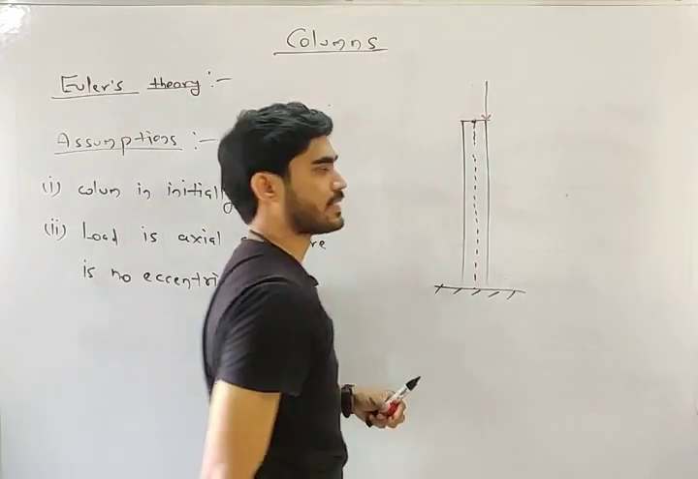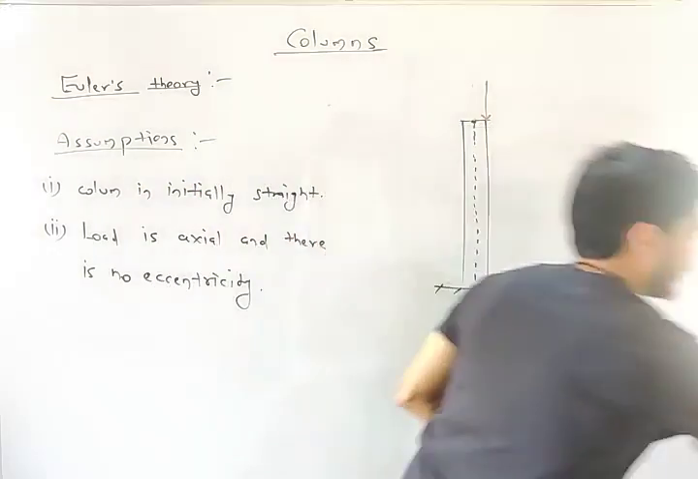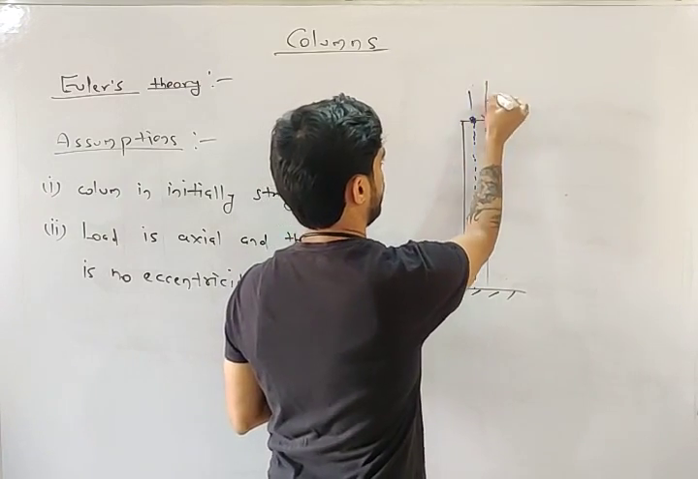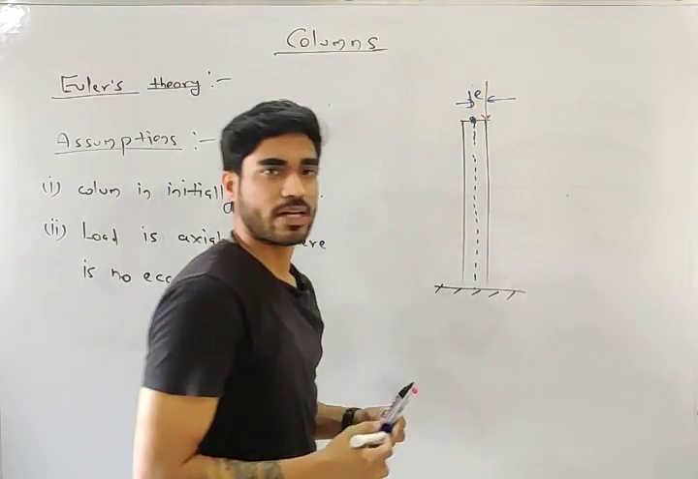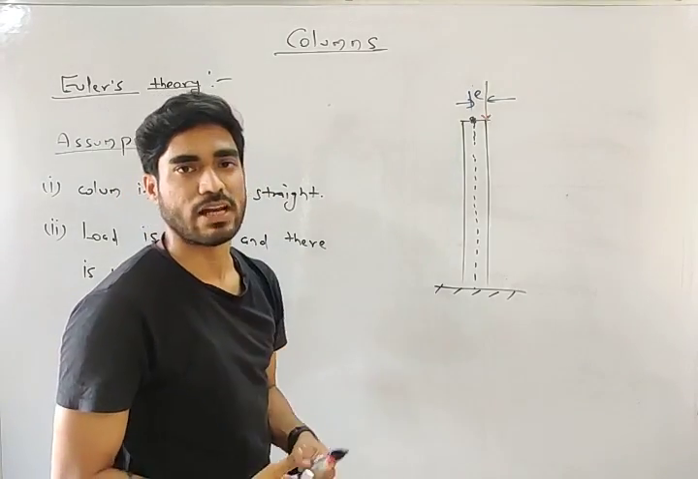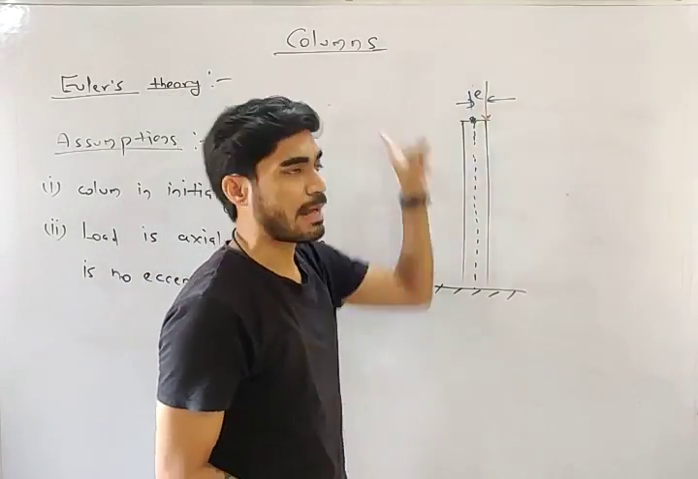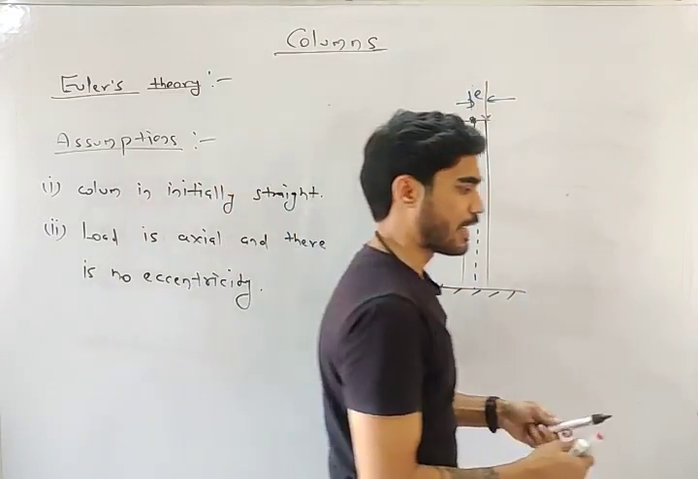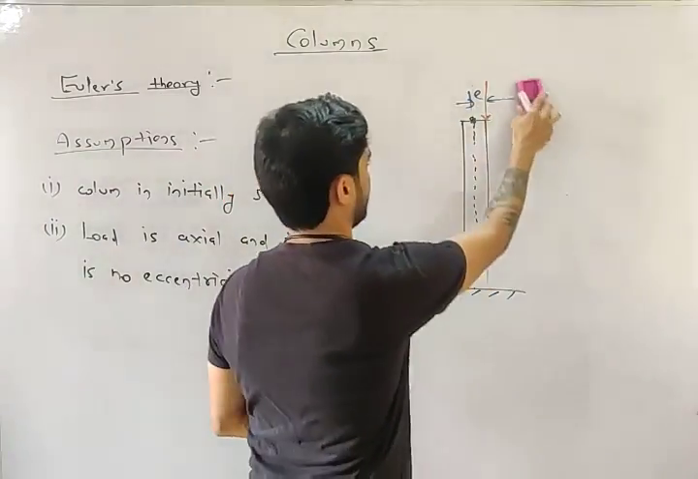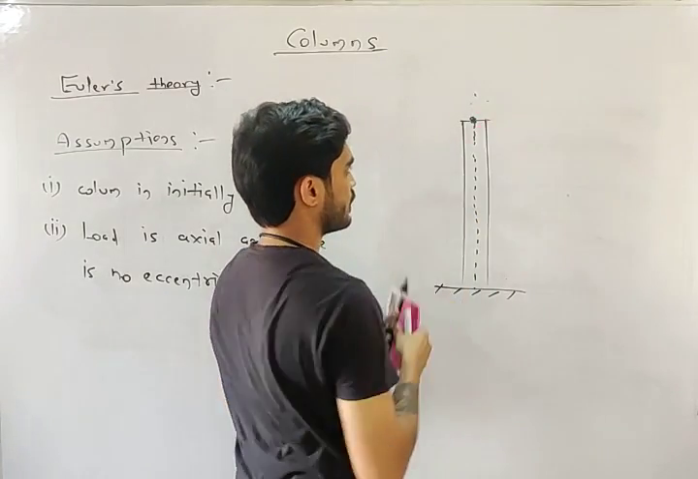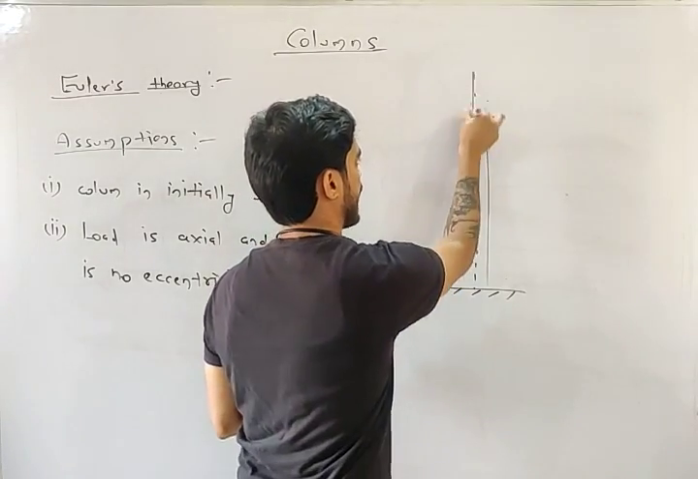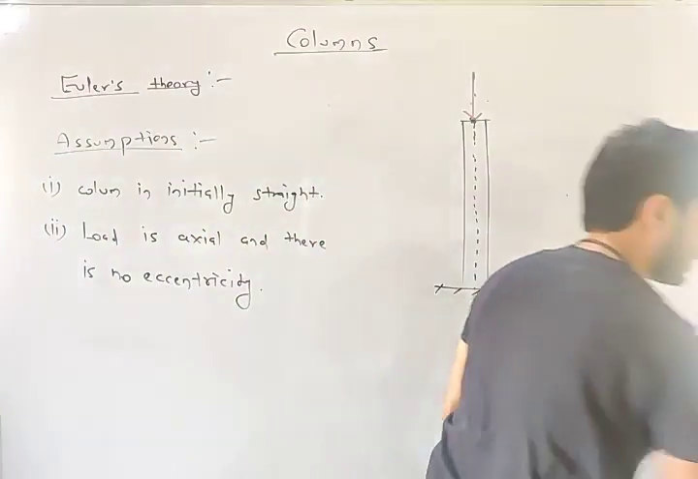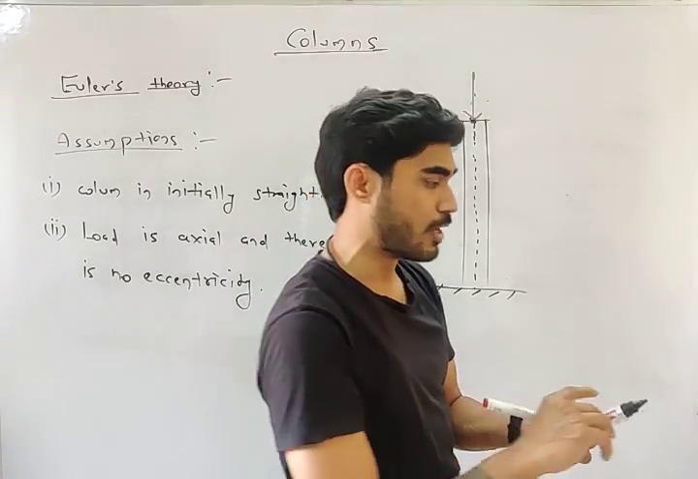If it is acting like this, that means there is some eccentricity. This is the centroid and this is the load, so there is some eccentricity. In this case, what will happen, my friend? This load will apply some moment also. There will be a couple also. But we are assuming that there is no eccentricity, so the load is exactly acting at the centroid. Do you understand the meaning of this assumption? This is a very important assumption in Euler's theory, my friend.